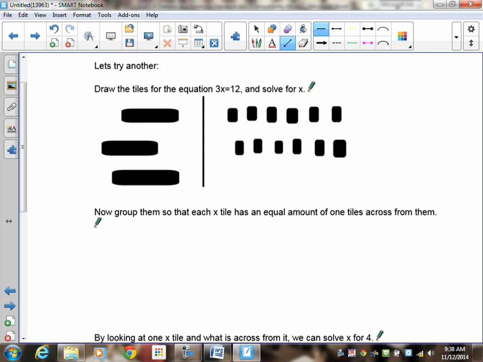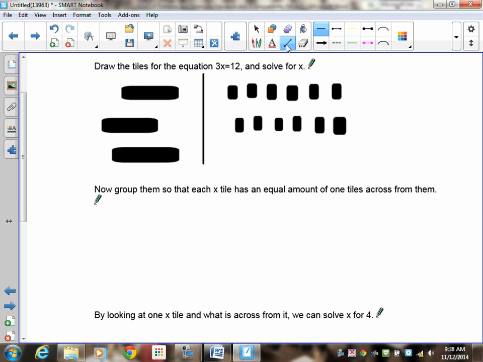So now what I'm going to do is I'm going to group them together. Now, if you're thinking ahead when you draw these, it might be easier for you to draw them in such a way that they're already sort of grouped up. But I'm not going to do that just yet. We'll do that when we do the next question, okay?